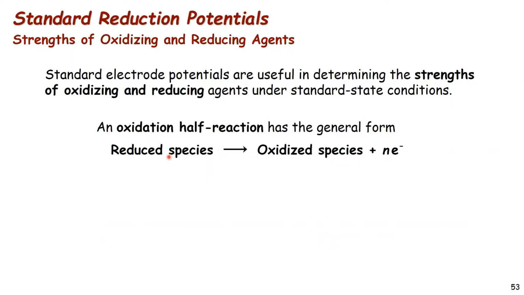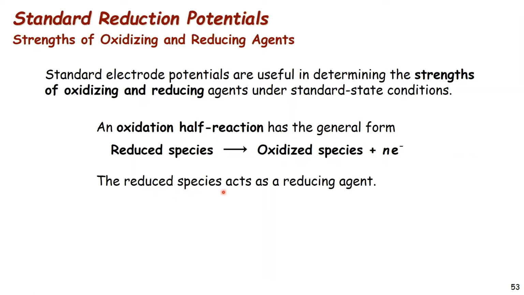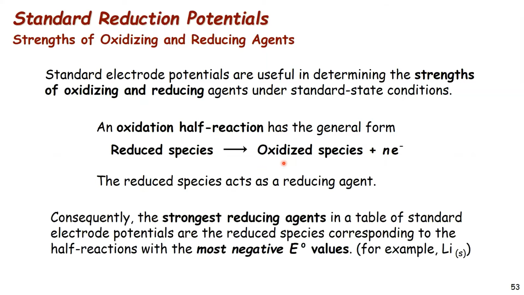And vice versa, an oxidation half reaction has the general form of a reduced species giving up its electrons to become an oxidized species. So the reduced species acts as a reducing agent, right? It causes a reduction of something else, and it itself is oxidized. And again, the most negative values are going to be the strongest reducing agents. So, for example, lithium had the most negative value. Therefore, lithium would be the strongest reducing agent.